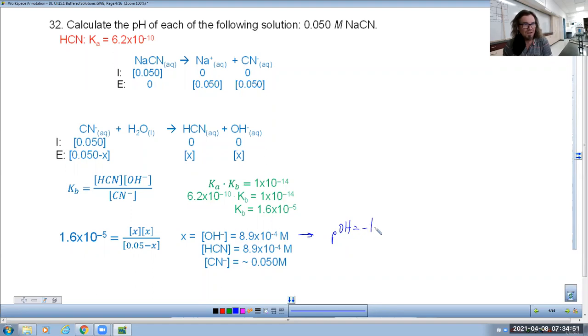pOH equals negative log of 8.9 times 10 to the negative 4th. That's going to come out to be 3 point something. And then pH equals 14 minus that value. I'll solve it. We're having fun. I'll solve it. Negative log of 8.9 times 10 to the negative 4th. I just screwed that all up.